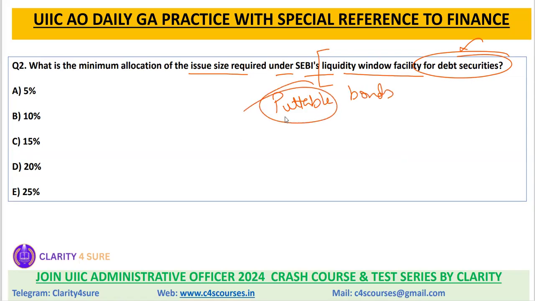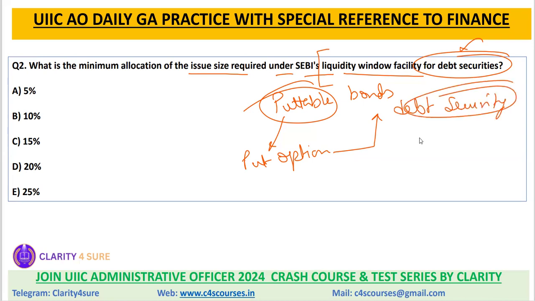Putable, what does this mean? It means you can have put options on bonds. So at any point of time, a debt security that a person purchases can be sold back to the issuer. Okay. Here we are not talking about trading the security. Here we are talking about giving it back.